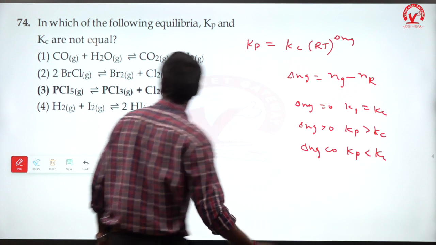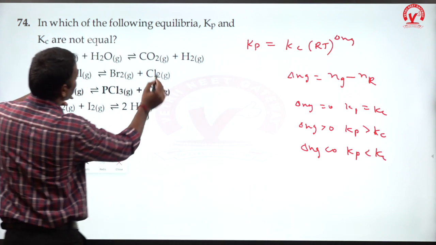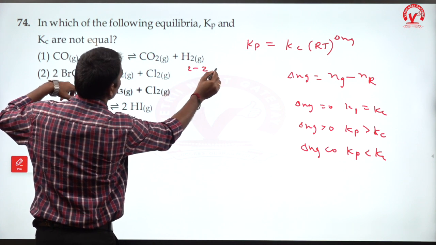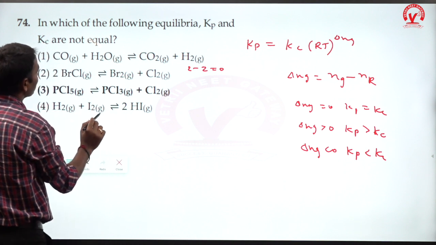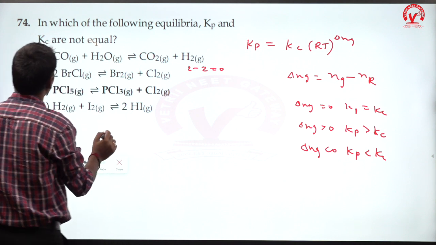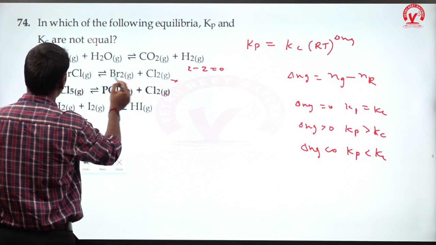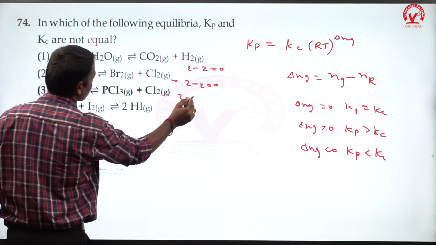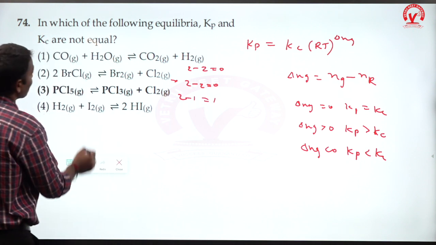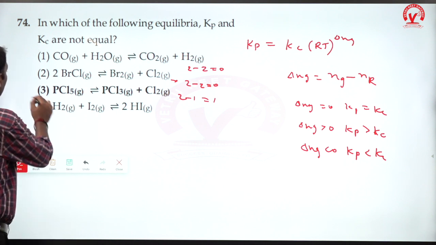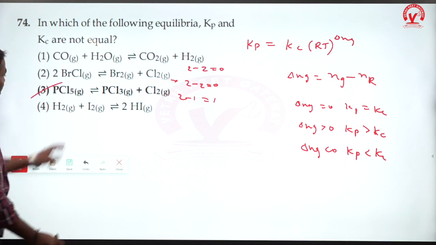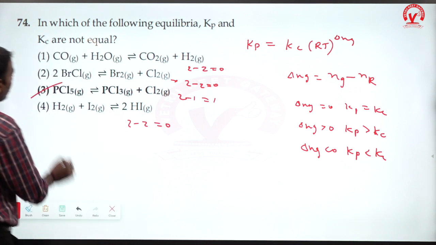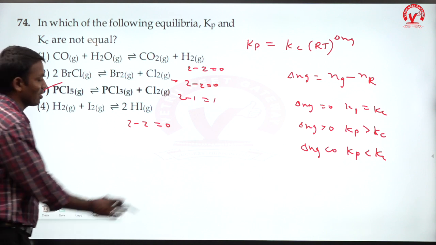Now if you find out here for option 1, 2 minus 2, which is 0. So Kp is equal to Kc in this case, right? In the second option you can observe 2 minus 2, here also 2 minus 2, here also 0, right? But here, 2 minus 1 which is equal to 1, it is not equal, right? So since they asked for not equal, you can go with option 3 as the correct answer. Here also 2 minus 2, here also 2 minus 2, which is equal to 0. So option 3 is the correct answer. Then move on to the next question.